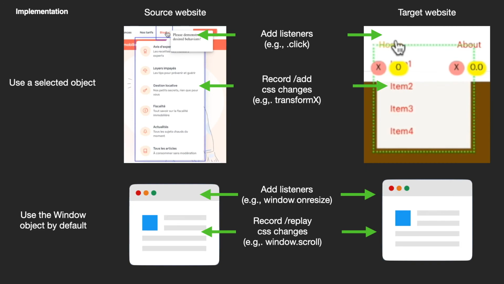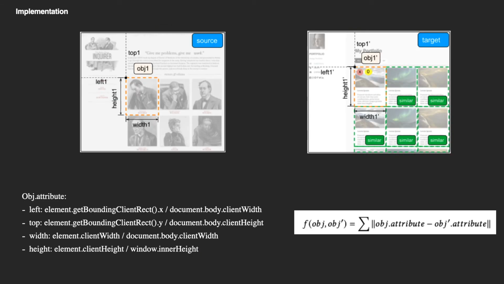The implementation is rather straightforward. During the recording, the system listens to the occurrence of predefined events and captures the value changes on a set of attributes on the element. When adapting these effects to the target element, the system will add the event listeners to them and either replay or add the related CSS effects to them. To find the structurally similar elements, we use the following four attribute values. They are relative to the window size. To find the similar elements on the same page to apply the variant behaviors, we simply use the element class name.